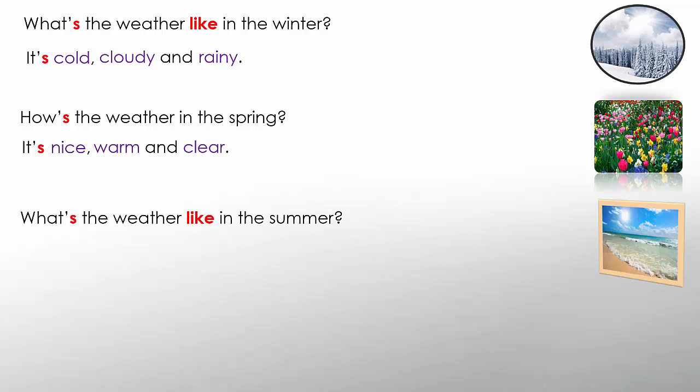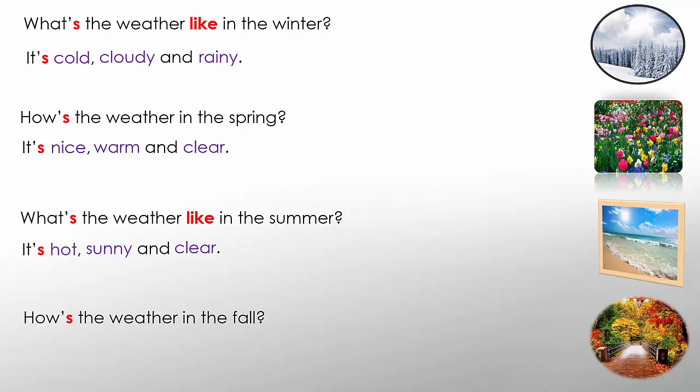What's the weather like in the summer? It's hot, sunny, and clear. Of course, clear means there are no clouds in the sky. How's the weather in the fall? It's warm and windy. Windy means there is a lot of wind.